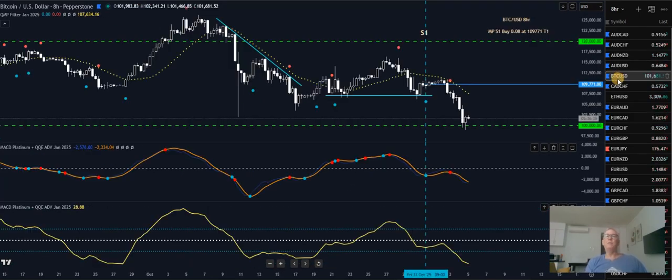Bitcoin, BTC USD. Apparently the sky's falling with Bitcoin according to everyone, all the news reports I've been reading. It hasn't moved that much, $10,000 or whatever. This is the 120,000 level, that's the 100,000 level. Took a buy in here based on support. There's an MP S1 buy, support. MACD Platinum's below the 0 level. If there wasn't support there, no divergence, I wouldn't have taken that trade. Because there's support there, I took the trade.